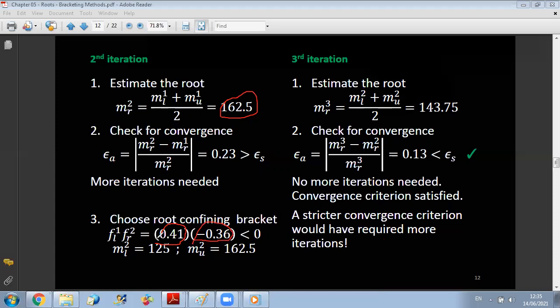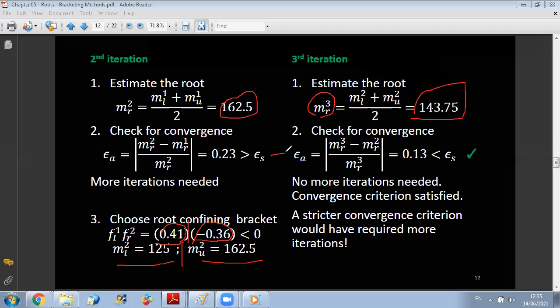Because the product between f at the lower bound and f of the root is negative, this means that the root is between the lower part and xr. So now I can be sure that my mass is between 125 and 162.5, somewhere in between. So my new bracket is 125, 162.5. Now I can do a third estimate for my mass, which is m lower at stage 2 plus m upper at stage 2 over 2, which is 143.75. If you remember from the graph we got, it's nearly 140. So we can say that we are close to the solution.